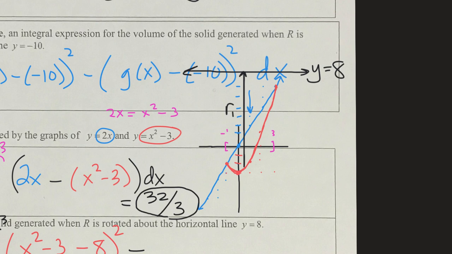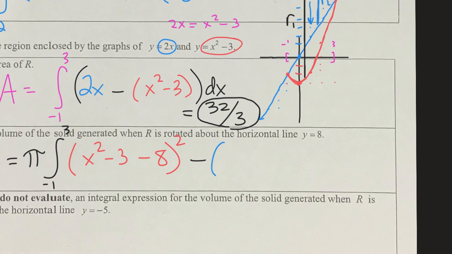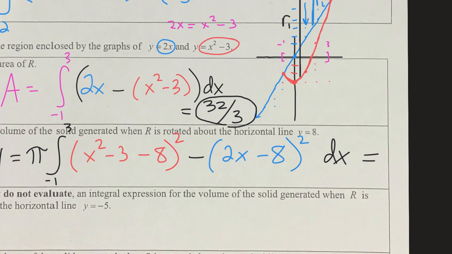Minus the second radius, which comes from the closer function. So this is your second radius, and that is 2x, also minus 8, squared, and then of course this is with respect to x. Okay, so some things that haven't changed are your limits of integration. We have multiplied it by pi, because that's what a circle is, pi r squared. So pi times the farther radius squared minus the closer radius squared.